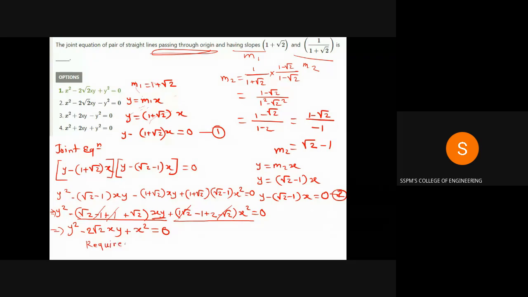So this will be our required equation of the pair of straight lines. Okay, so this will be the correct option. If you shuffle the terms, then we will get x square minus 2 root 2 xy plus y square is equal to 0. If you shuffle the terms, you will get this. Okay, now next.